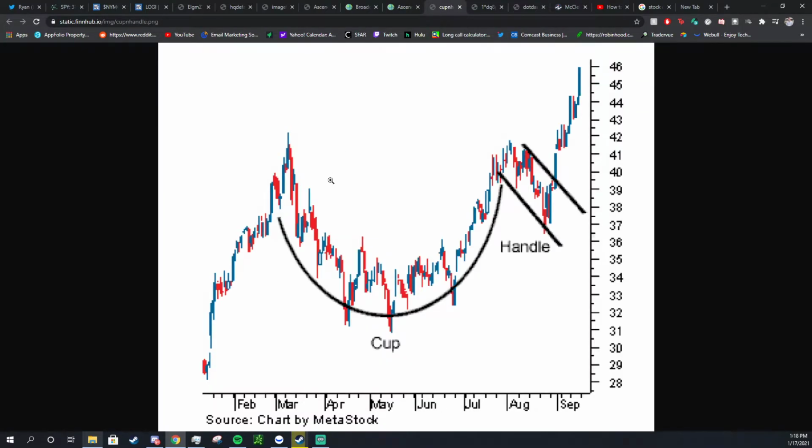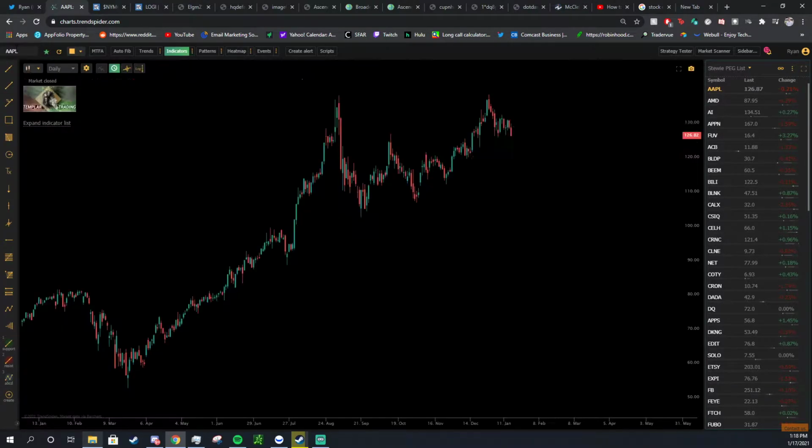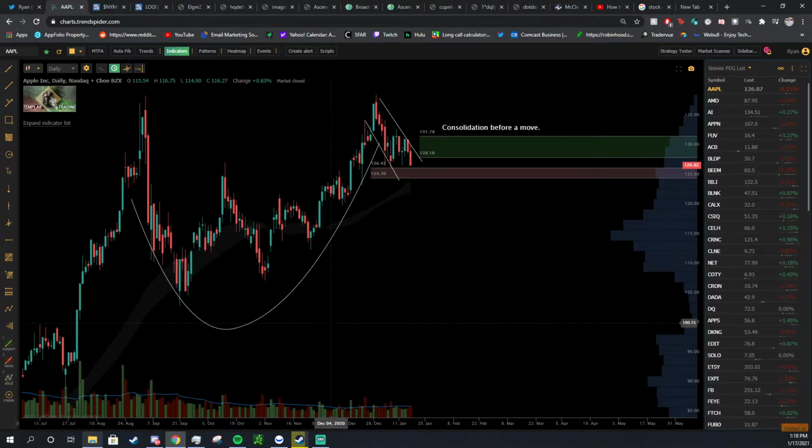Okay, cup and handle. Everyone is super familiar with the cup and handle. I think one of the most identifiable ones right now for me is Apple. Right? It's not a clean cup, but it is what it is. We see the rounded bottom over a multi-month consolidation and upward trend. We see the handle here.